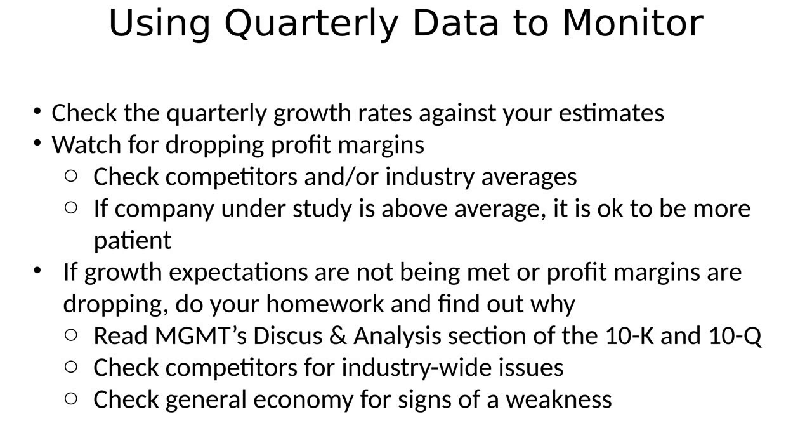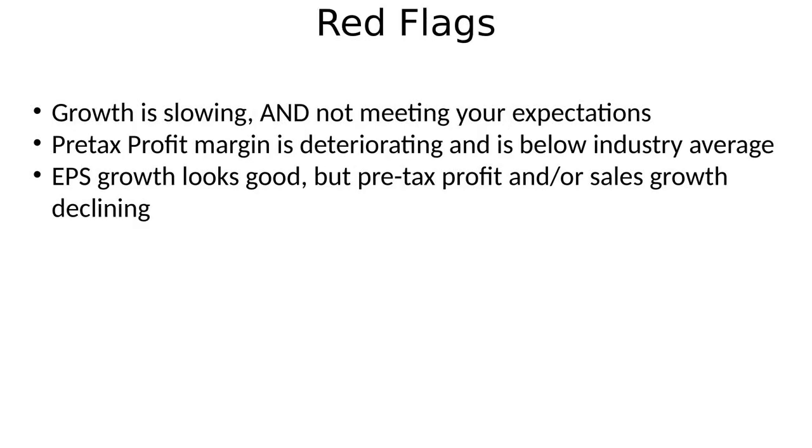You can do that by reading the management's discussion and analysis section of the 10K, which is the annual, or the 10Q, the quarterly. Check competitors for industry-wide issues. There might be something happening in the industry, and you check the general economy for signs of weakness. If a company relies on disposable income and the economy's bad, their sales are going to be bad.